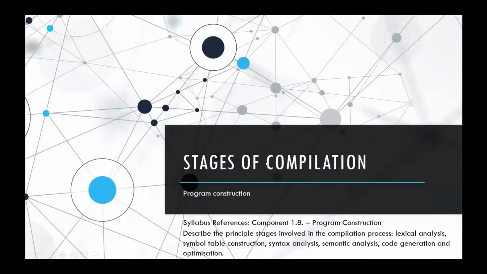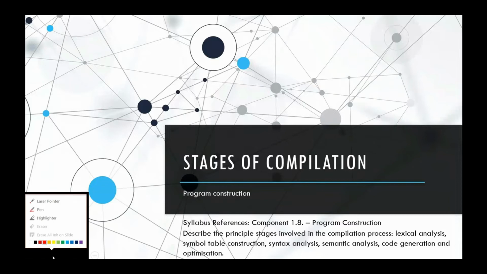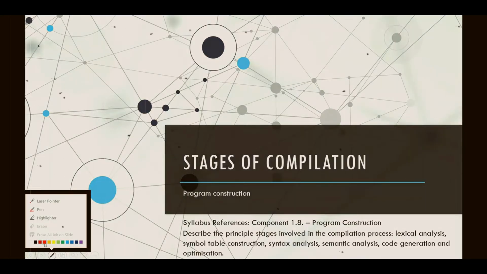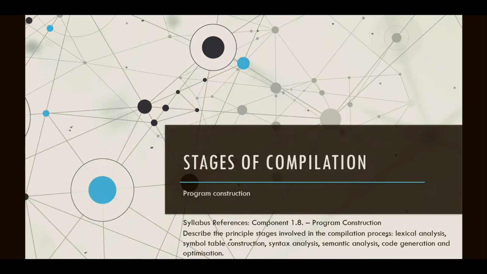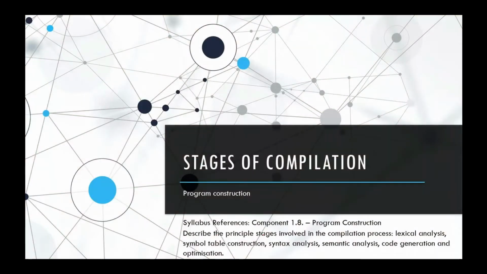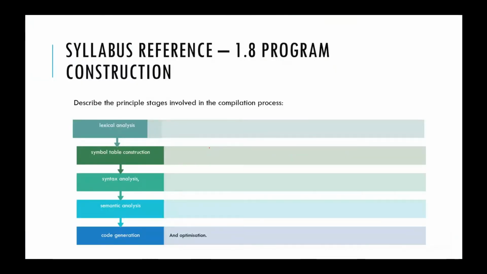And this presentation is about, you've guessed it, stages of compilation. What happens when we compile? And as you can see down the bottom here, it says that you've got to describe the principal stages involved in the compilation process, and then it goes on and gives you a list of what those are. So when you compile a program, we have to go through these stages here.